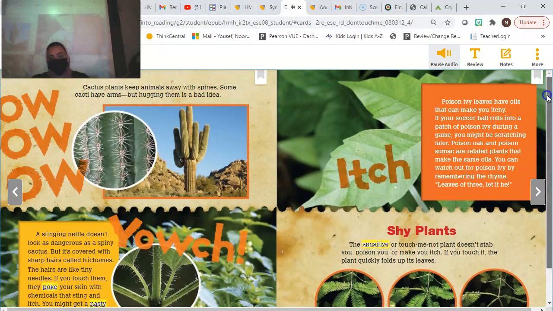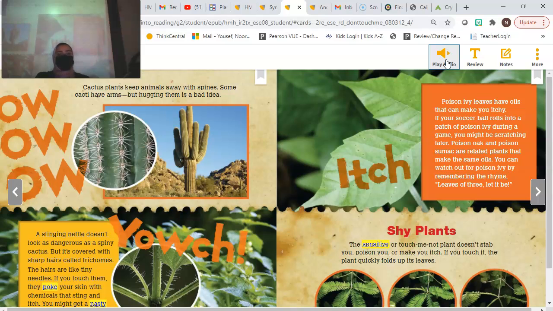Youch! Poison ivy leaves have oils that can make you itchy. If your soccer ball rolls into a patch of poison ivy during a game, you might be scratching later. Poison oak and poison sumac are related plants that make the same oils. You can watch out for poison ivy by remembering the rhyme. Leaves of 3, let it be. Itch. What do they mean by leaves of 3, let it be? What does let it be mean?